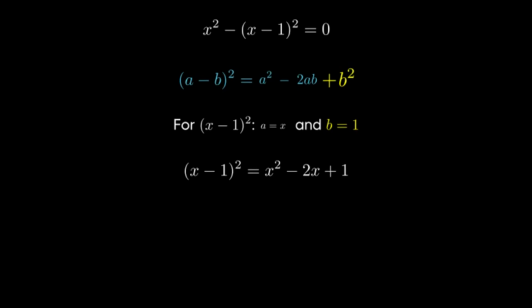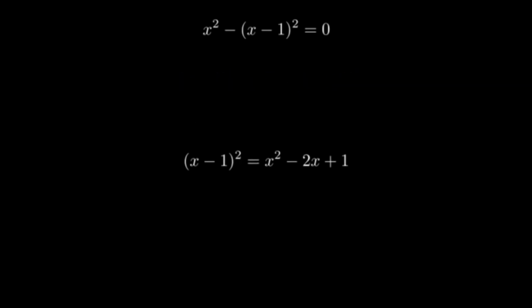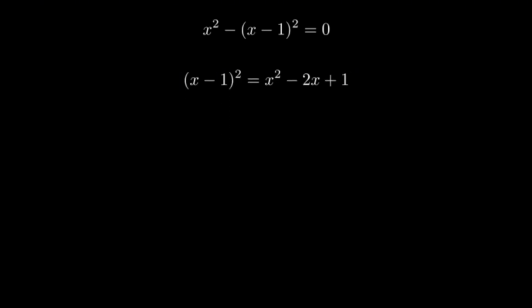Remember that any number raised to the power of 2 is that number multiplied by itself. So by applying the binomial square formula, we've expanded x minus 1 squared to be x squared minus 2x plus 1. This type of expansion is essential for solving many algebraic equations. With this expansion, we're now ready to substitute it back into our original equation to continue solving for x.